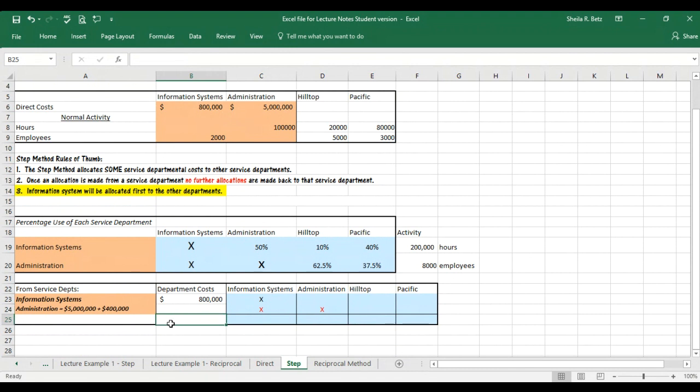So now that we have the percentage of use, it's not too bad. We're going to be using the same steps as before. We're going to start with information systems because they were the first to assign costs. So they have $800,000 given up here of direct cost. They're not billing themselves, but they are going to bill the administration based on the percentage of use. Hilltop is going to do the same thing, as well as Pacific.